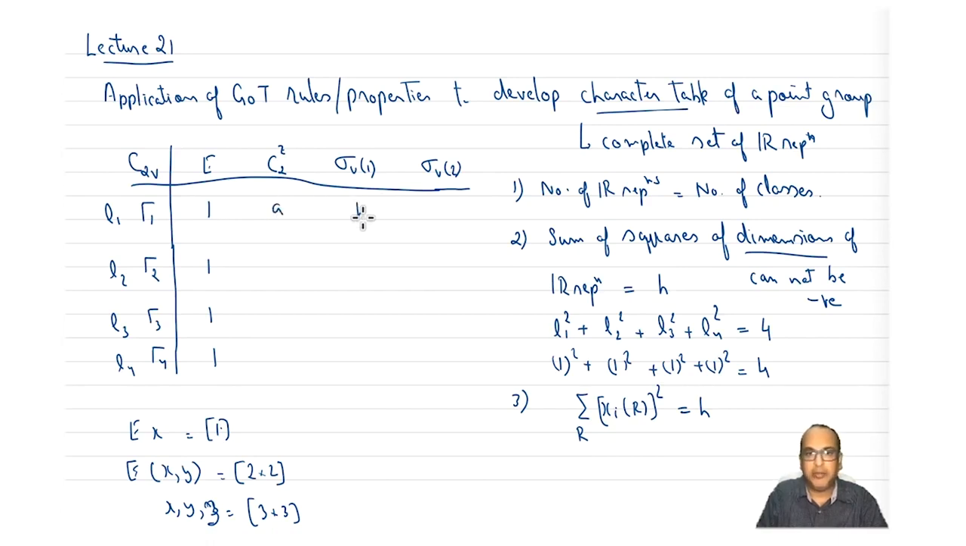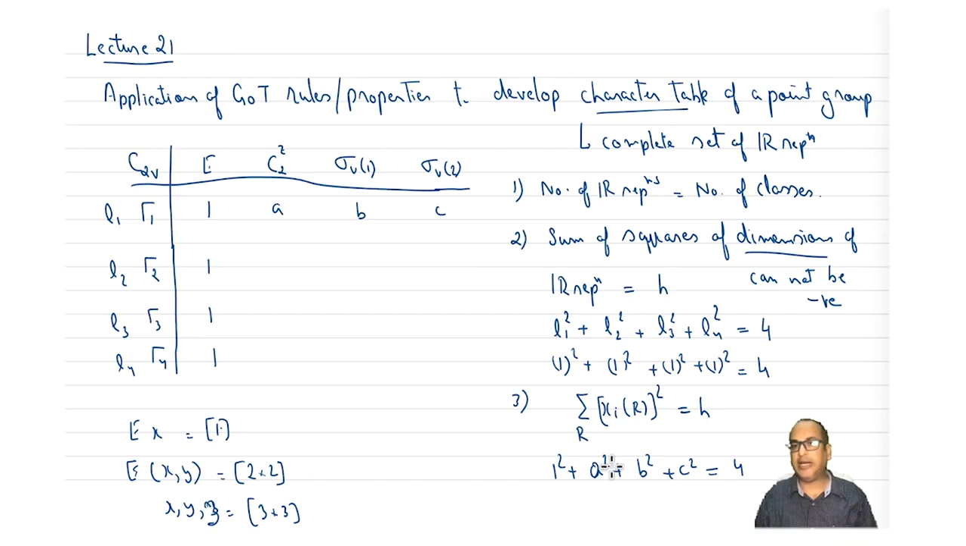So A, B, and C. Okay, so this tells me that 1 square plus A square plus B square plus C square is equal to 4. Now you don't have a criterion that it cannot be negative. So now A, B, C can be positive or negative. Okay, so 1 we already know.